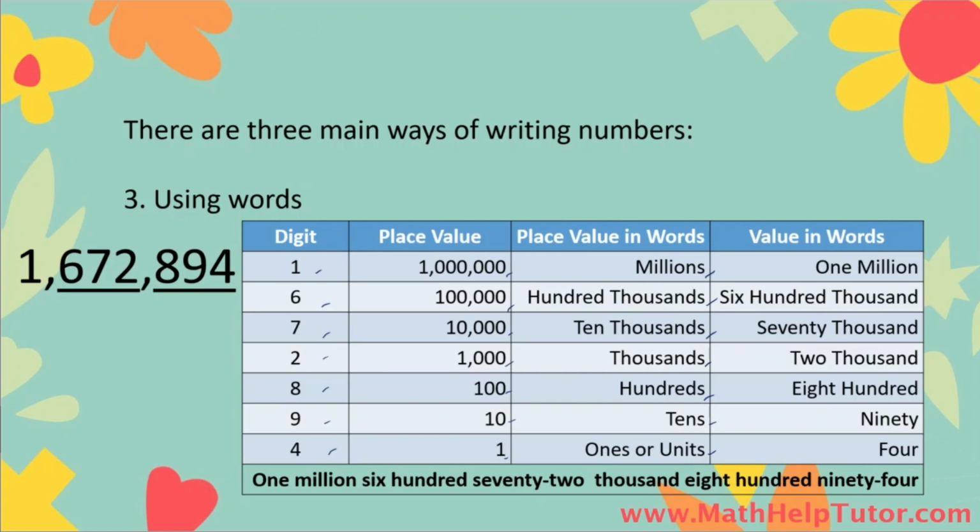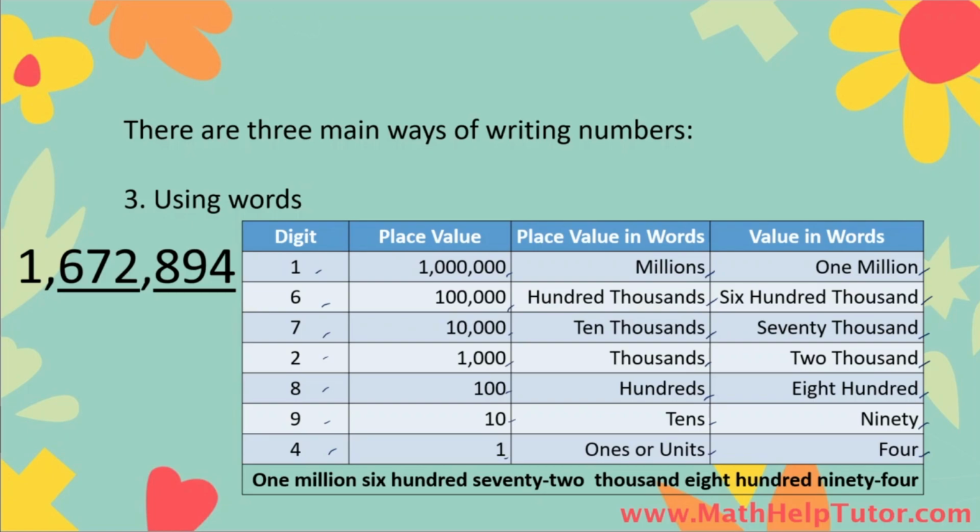Next is we get the value of each digit. So we have the digit 1 has a value of 1 million. The digit 6 has a value of 600,000. Digit 7 has a value of 70,000. Digit 2 has a value of 2,000. The digit 8 has a value of 800. The digit 9 has a value of 90, and the digit 4 has a value of 4.